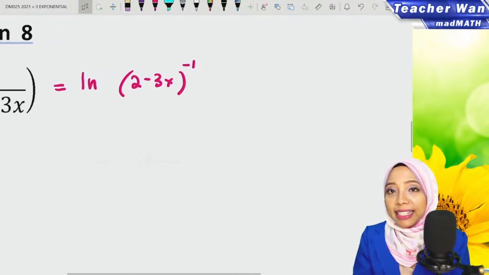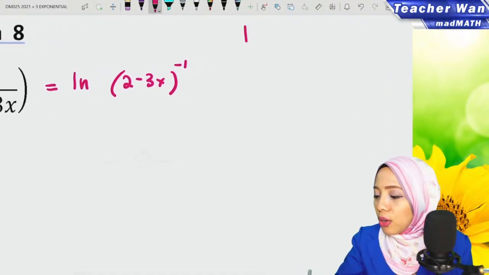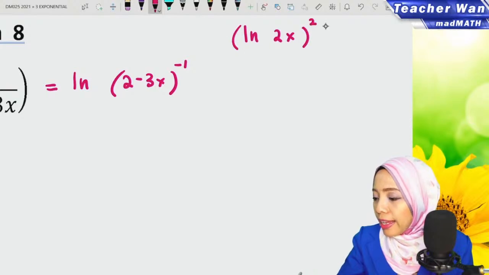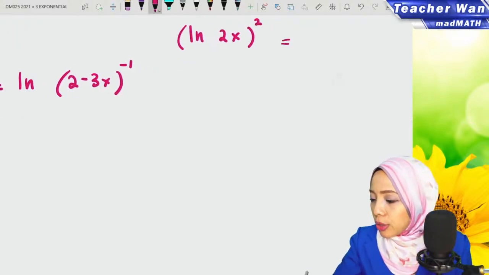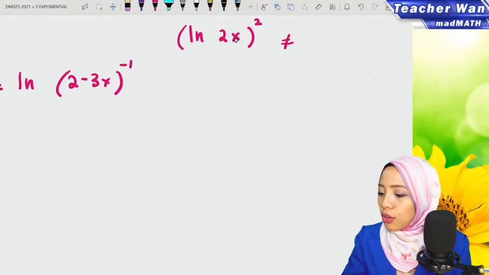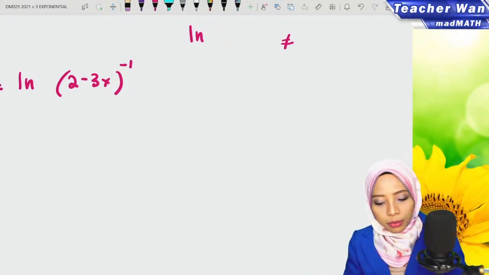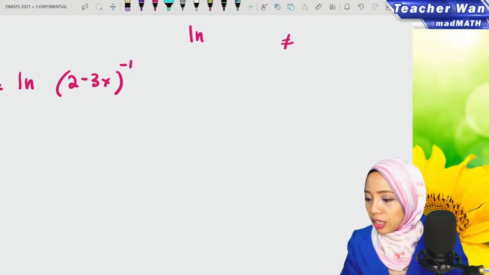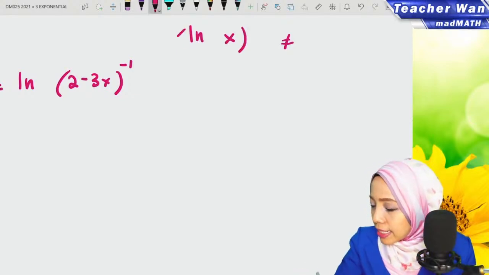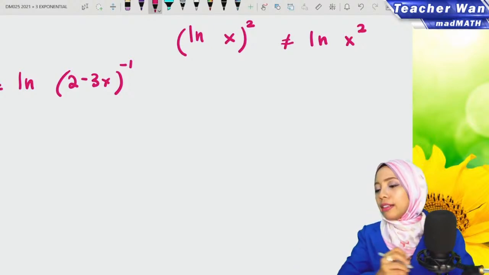Madam nak ingatkan this one. Okay, before I go further, ln 2x square is not equal. Sekejap. Apa madam nak bagi peringatan tadi? Oh ya, ln x square is not equal to ln x square.